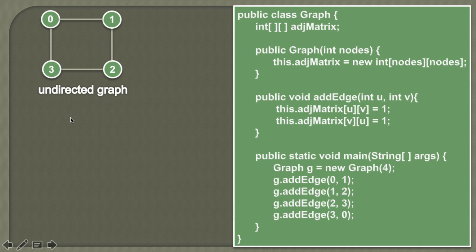So friends, let's suppose we are given an undirected graph with 4 vertices as 0, 1, 2, 3, where 0 and 1 are connected through an edge, 1 and 2 are connected through an edge, 3 and 2 are connected through an edge, and 0 and 3 are connected through an edge. So friends, using this code here, we can actually represent this undirected graph in the form of a matrix. So let's see this demonstration step by step.